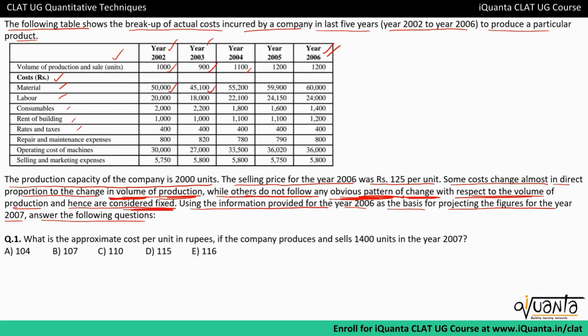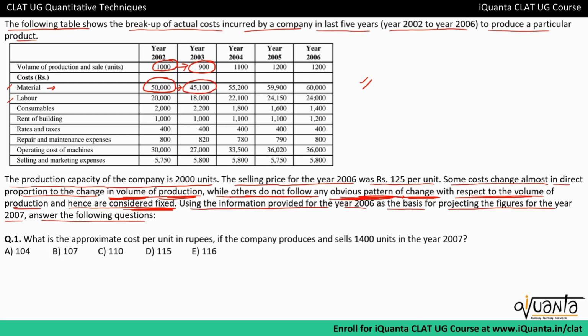So the first task here is to identify which of the given costs are fixed and which are not. So we'll go through the whole table. We'll check each type of cost, material cost, labor cost, one by one, and check which is following a direct proportion. For example, checking material first: in year 2002 there were 1000 units and the cost was 50,000. In year 2003 the number of units is 900, so the number of units has decreased from 1000 to 900. Similarly, the cost of this material has decreased from year 2002 to 2003 because the number of units decreased.